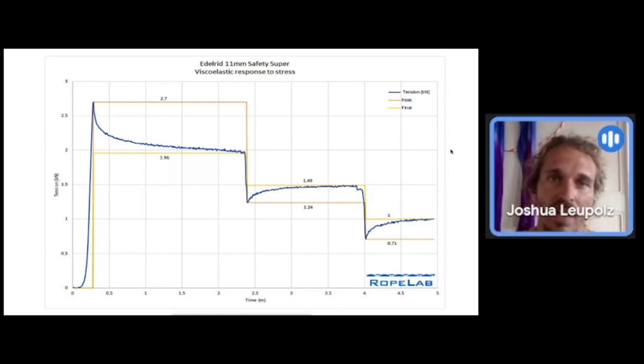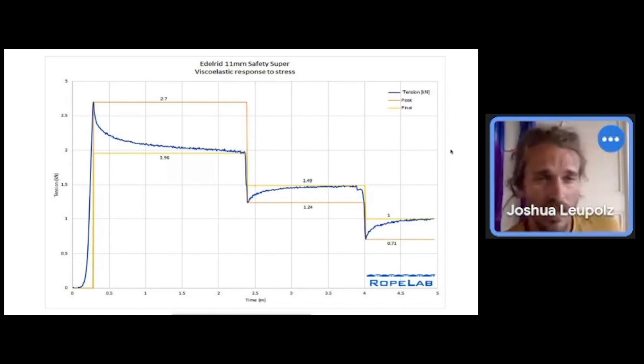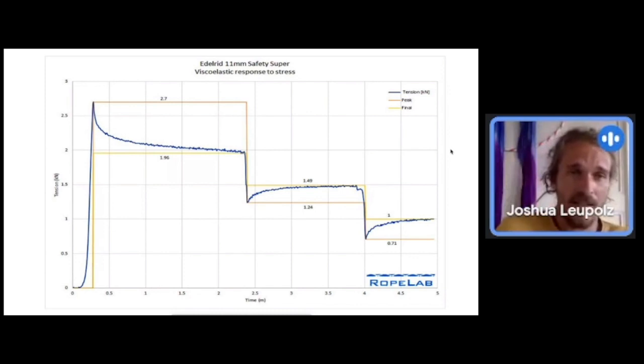I think that's done with, I assume, a static rope, but not totally sure. I would assume it's an 11 millimeter static. So first he tensioned the rope to 2.7 kilonewton, and then he just waited for almost 2 minutes. And in these 2 minutes, it dropped down to 1.96 kilonewton. So it lost almost 0.8 kilonewton during this time. And if you follow the graph, it potentially would have dropped even further if you waited for another 10 minutes.